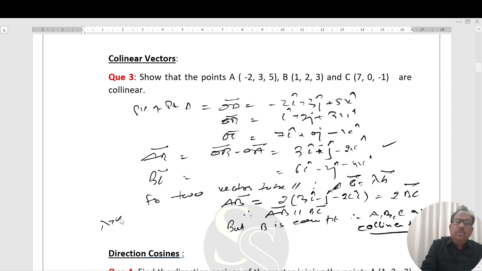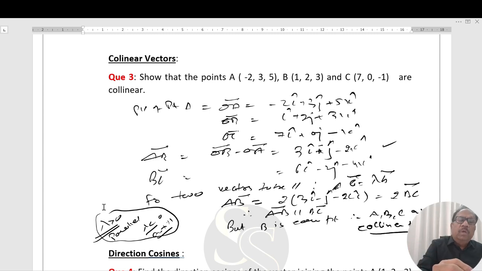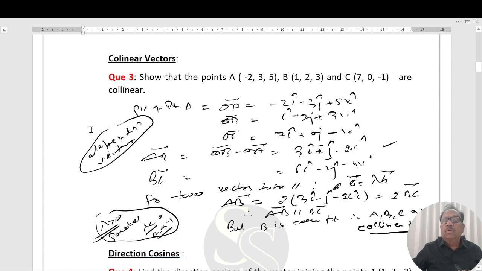ABC are collinear points. If lambda is greater than 0, the vectors are parallel. If lambda is less than 0, they are anti-parallel. Right? These are also concepts. And collinear vectors are also known as dependent vectors. Now clear? The basic concept is that for two vectors to be parallel, A equals lambda B. This is the basic formula.